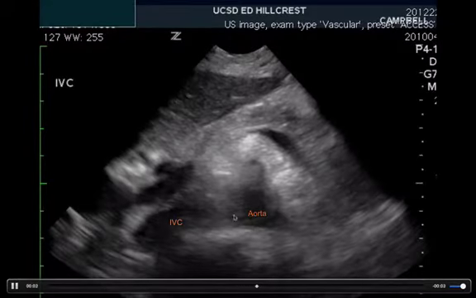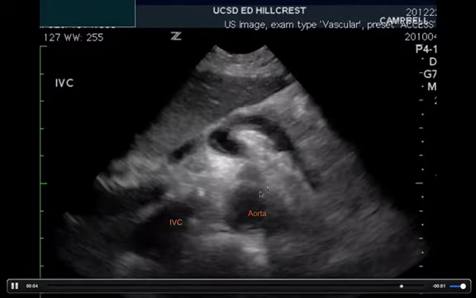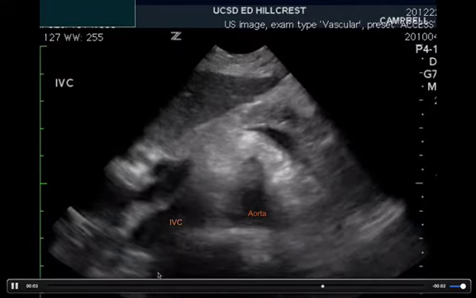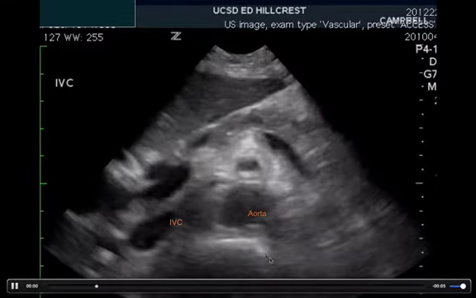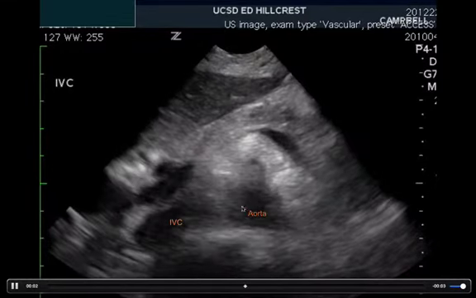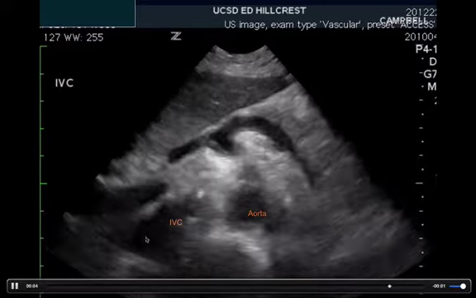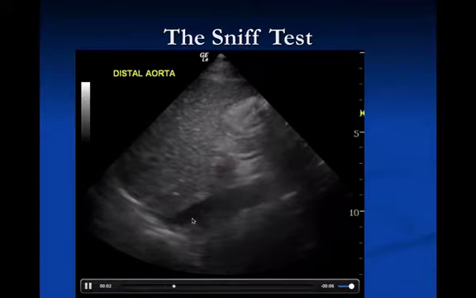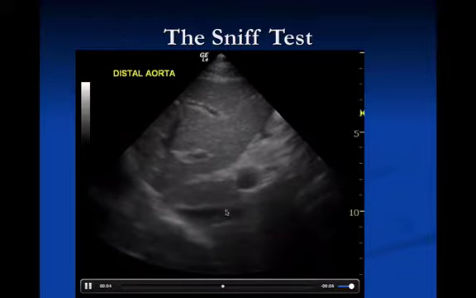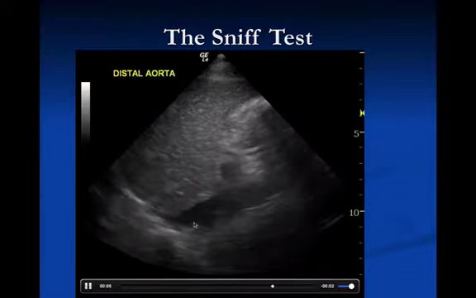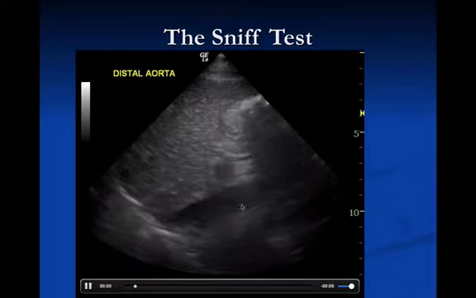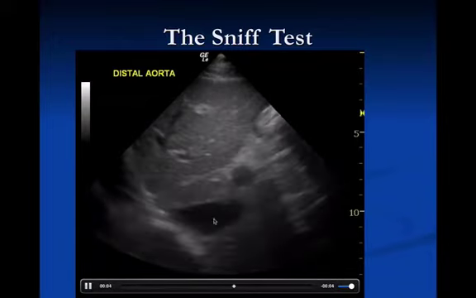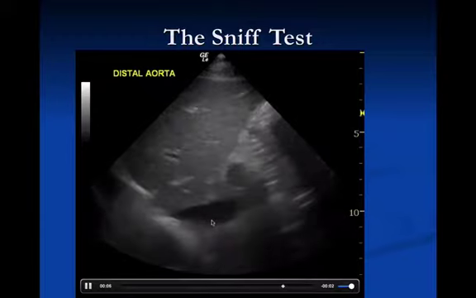So here you can see the aorta is very round, whereas the IVC is almost a diamond shaped here. You can see the aorta is directly above the spine shadow, and the IVC is to the right of that. Here's an example of the sniff test in an inferior vena cava. You can see it collapses quite a bit when this person is sniffing. So that's a sniff test of the inferior vena cava.